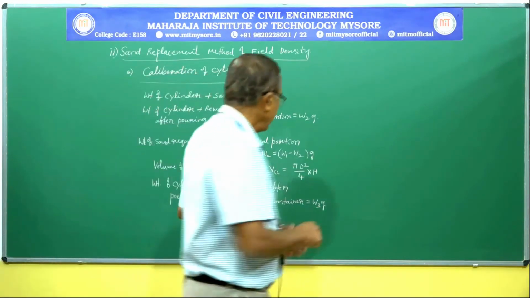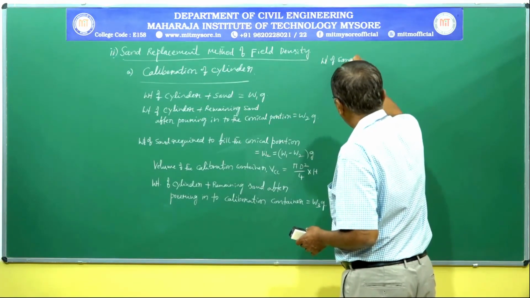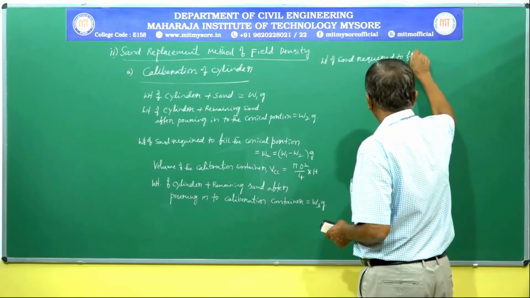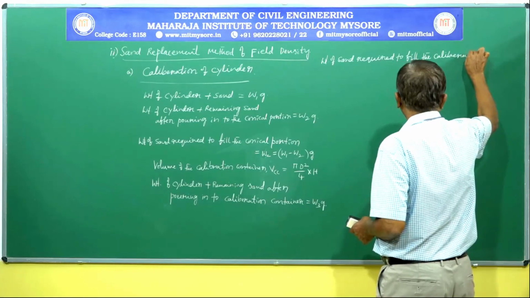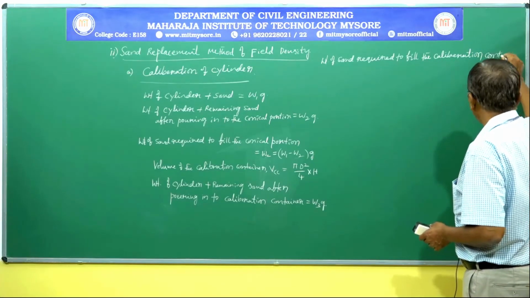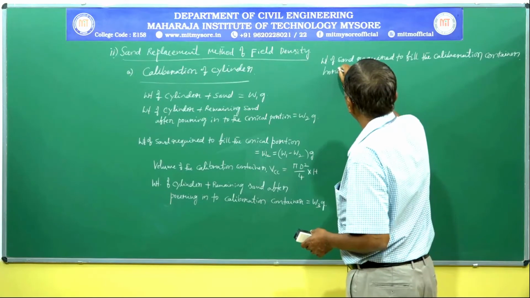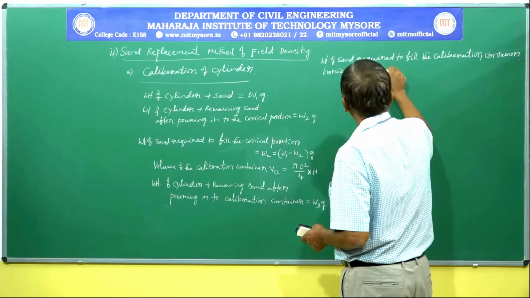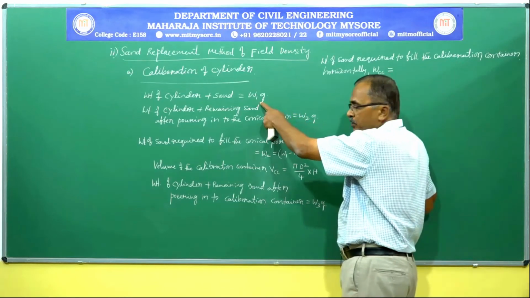Next, weight of sand required to fill the calibration container horizontally, that is WCC, that is equal to. So this is the first operation.